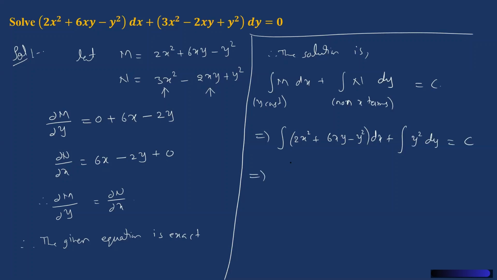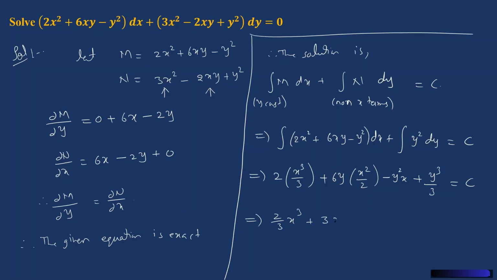So this implies you can now see integration of 2x square, keeping 2 aside, integration of x square is x cube by 3. Then plus, if you keep this 6y, it is a constant, 6y aside. When you integrate the remaining x, it is x square by 2. Minus, y square is a constant. So when you integrate that, we get y square into x. Plus, when we integrate y square, it is y cube by 3 is equal to c. Right, I'm just simplifying it again. So it is 2 by 3 x cube plus 6 by 2.